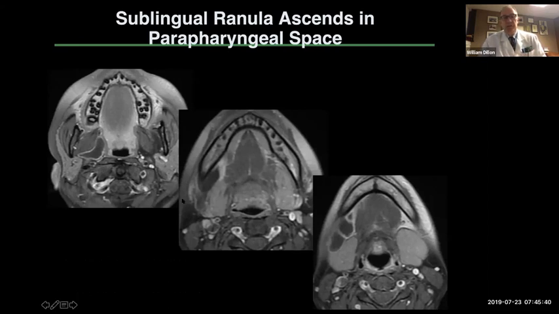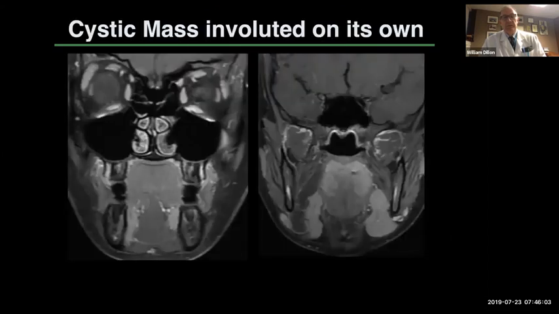And you can see this one courses up into the parapharyngeal space right here. This is a cystic mass coursing down into the sublingual salivary gland space. So it can very rarely be a source of ascending infection from the submandibular gland and other aerodigestive tract infections. So the cystic mass, in this case, involuted on its own, but here you can see it coursing up through the parapharyngeal space. So there's a communication like an elevator shaft from the floor of the mouth all the way up the parapharyngeal space to the upper pharynx.